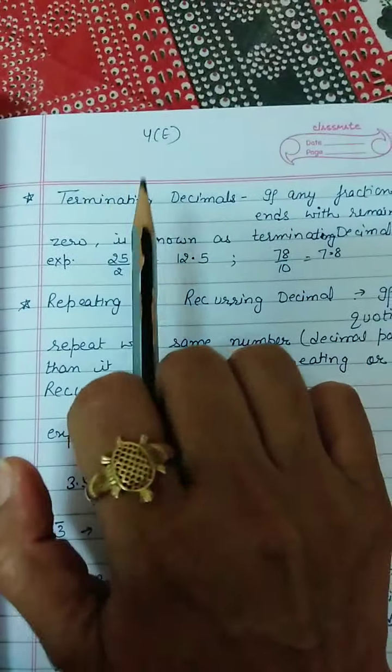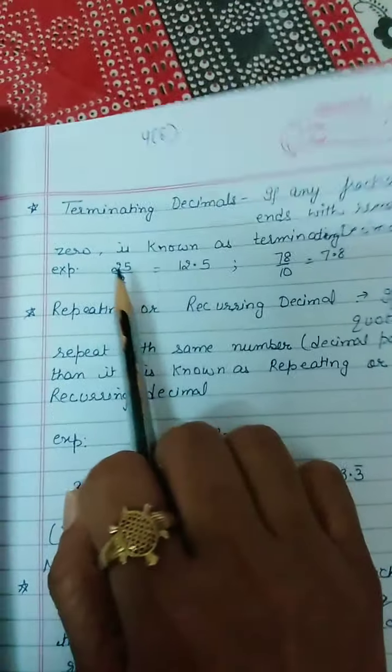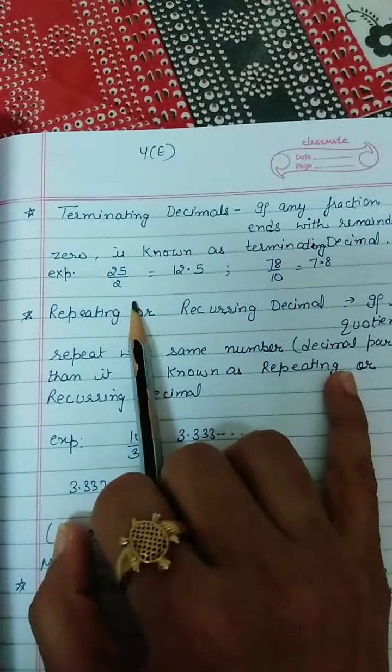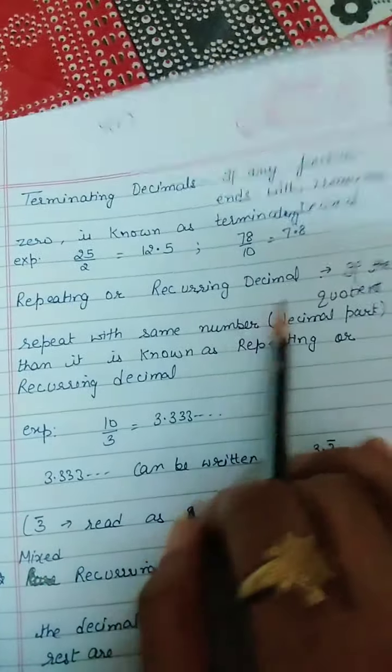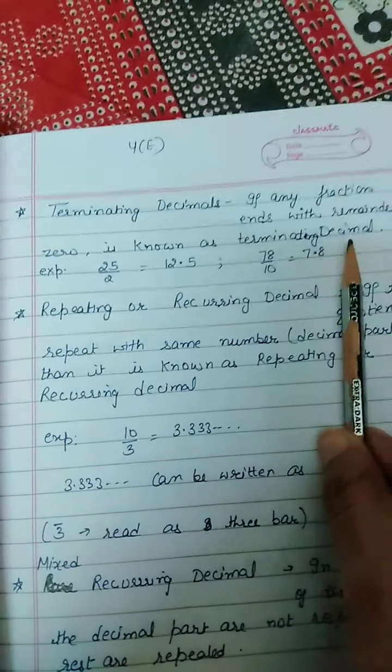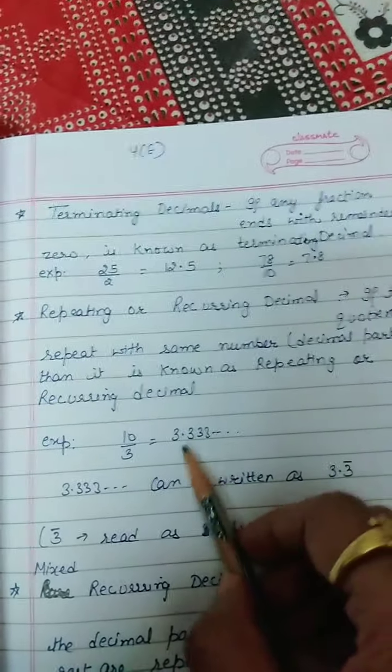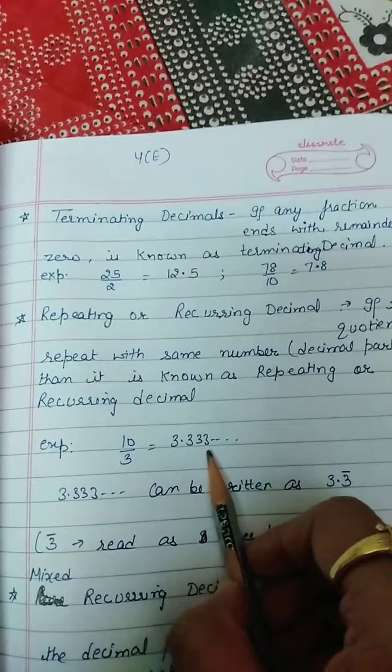The word terminate means finish. The remainder should be 0. That is the meaning of terminate. Fine. Like if you divide 25 by 2, you will get exact remainder 0. Repeating or recurring is when the number cannot terminate and the decimal part is the same.